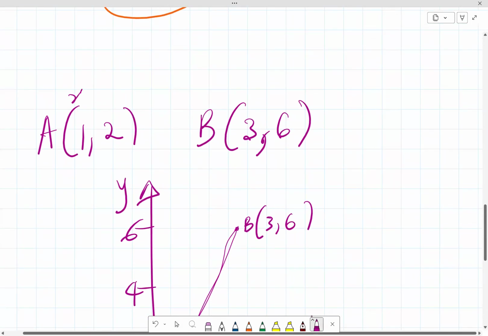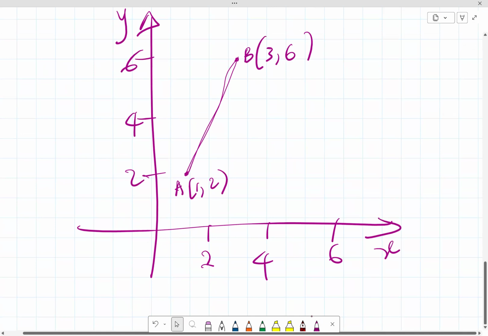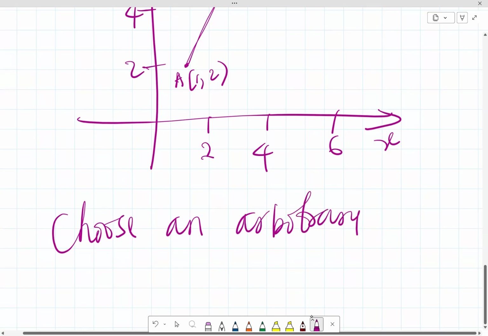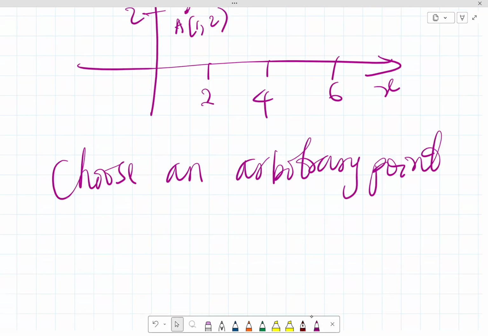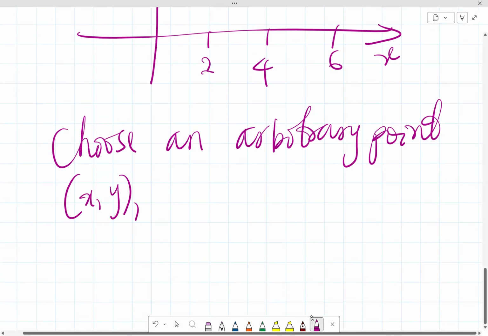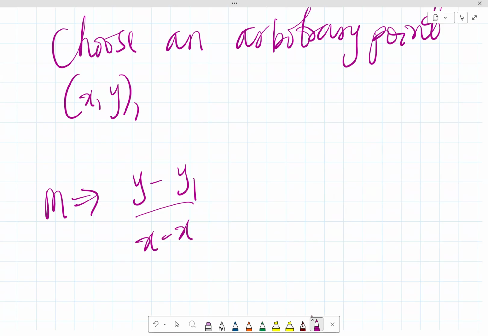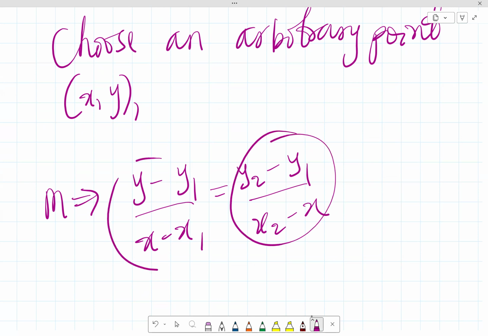So you can say this is x1, y1, x2, y2. Then you choose an arbitrary point, x comma y. And going by the idea of a slope, y minus y1 over x minus x1 is the slope. And it is also true if you do y2 minus y1 all over x2 minus x1. This is slope, true. This is also slope.